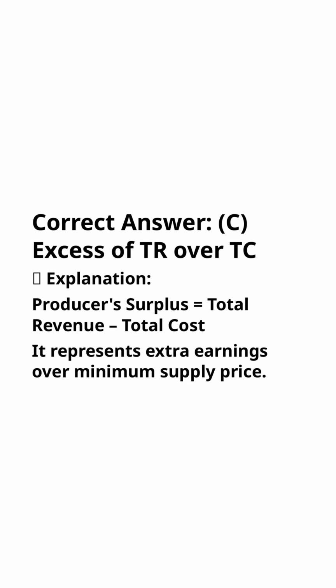Think of total revenue as all the money the producer earns from selling their product, and total cost as everything they spend to produce it. To clarify, the correct answer here is option C, which is the excess of total revenue over total cost. This excess is what we call producer's surplus.